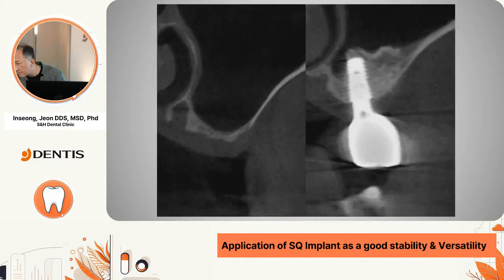Okay, I got 3 questions from the audience. Just the first one, how much primary stability do you usually expect when you place an SQ implant?